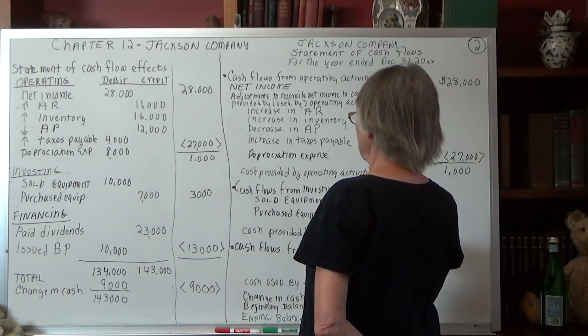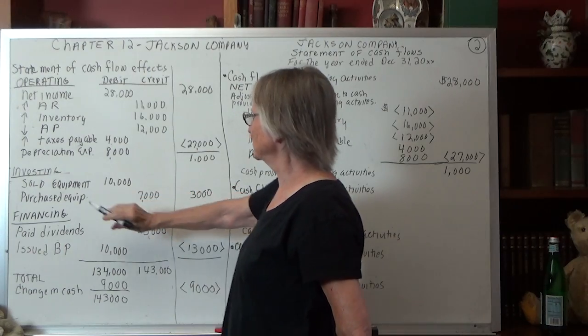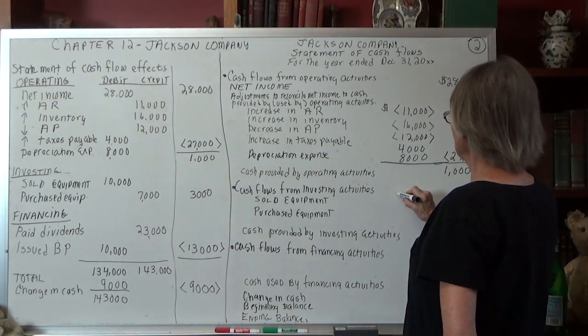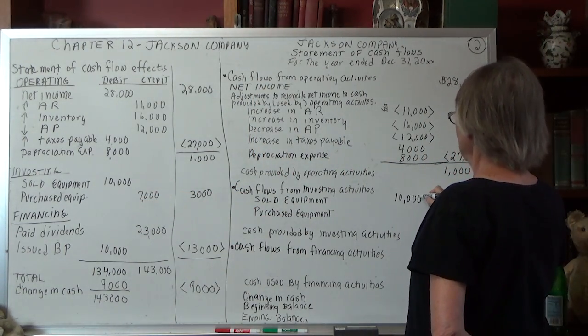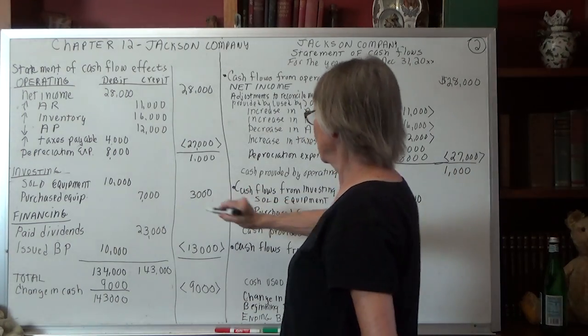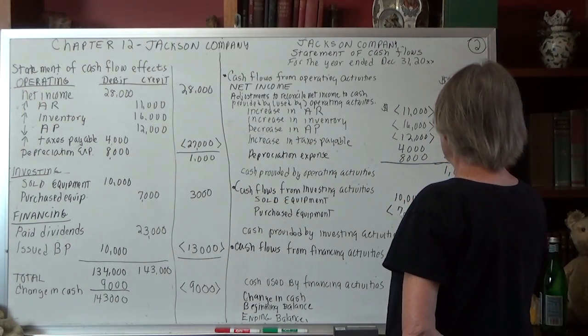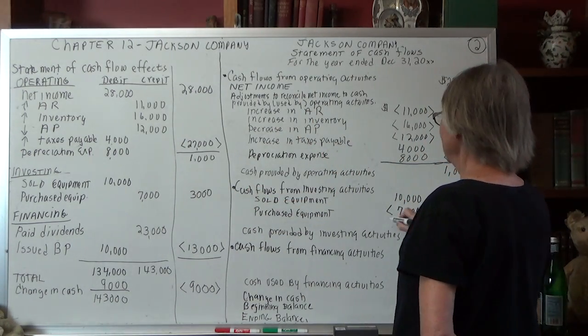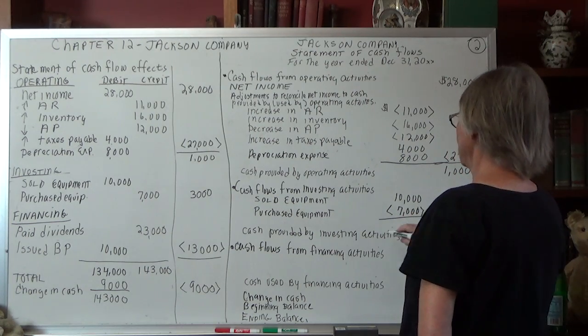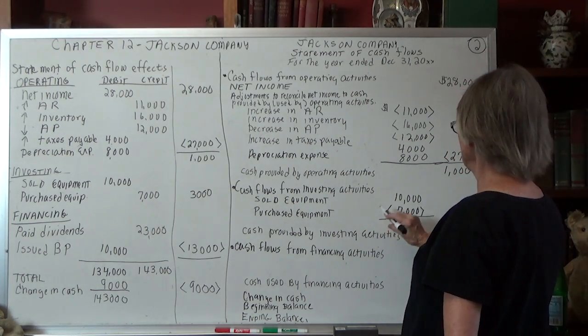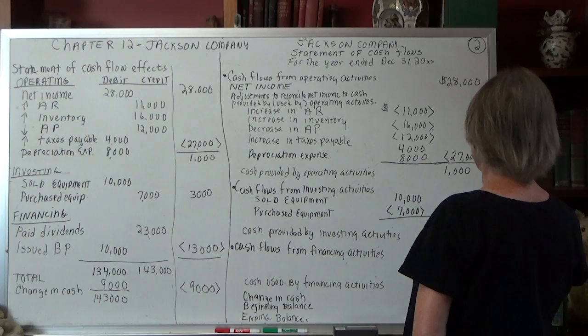When we sold equipment, it would make sense that we got money, and sure enough, that's in the debit column. So this would be in a 10,000. Purchased equipment, makes sense that money went out. Yeah, that's in the credit column, so we have to put that in parentheses over here. And then we get our cash provided by investing activities of 10 minus 7, or 3,000.